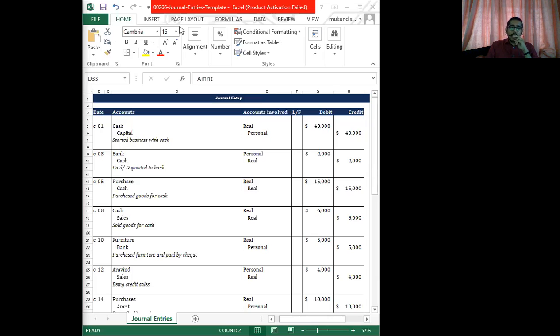On December 3rd, he paid to bank rupees 2000. So bank account debtor to cash is the journal entry. Bank is a personal account and we are debiting the receiver and crediting the cash, because cash is a real account and it has decreased from our business. So credit what goes out. That's why cash is credited. Bank account debtor to cash.